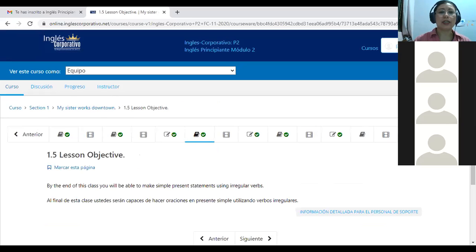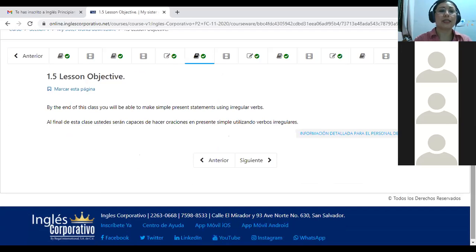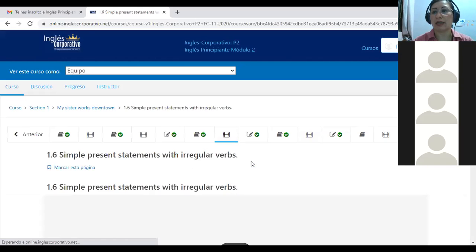Okay, the lesson objective 1.5 says, by the end of this class, you will be able to make simple present statements using irregular verbs. Okay, we are going to study irregular verbs. Vamos a estudiar los verbos irregulares. There is a list. I will send you a list. Le voy a enviar una lista, ¿verdad? En el grupo de WhatsApp for you to have it, para que ustedes la tengan. Because you will need to learn them by heart. Van a necesitar aprendérsela, ¿verdad?